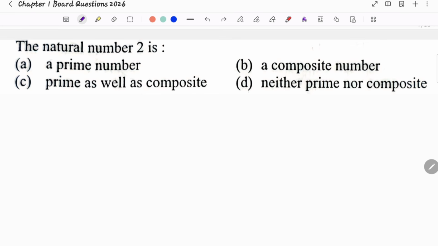Second MCQ: the natural number 2 is prime number, composite number, prime as well as composite, neither prime nor composite. So natural number 2 is always a prime number. So option A is correct.